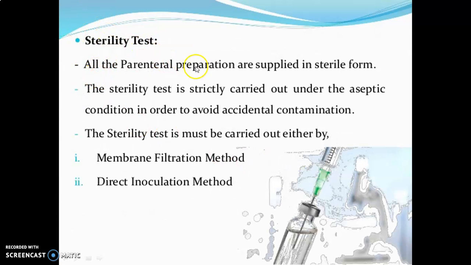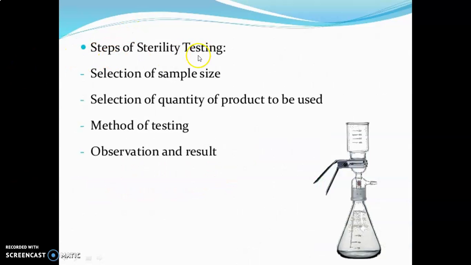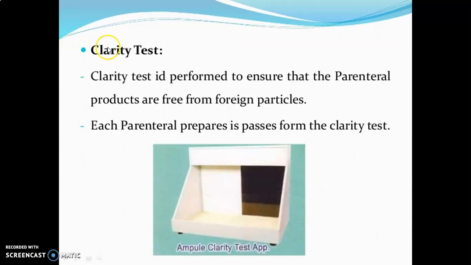Sterility test. All the parenteral preparations are supplied in a sterile form. The sterility test is strictly carried out under aseptic conditions in order to avoid accidental contamination. The sterility test must be carried out either by the membrane filtration method or the direct inoculation method. The steps of sterility testing are: selection of sample size, selection of quantity of product to be used, method of testing, observation and result.